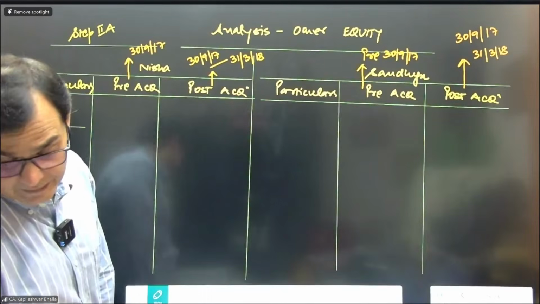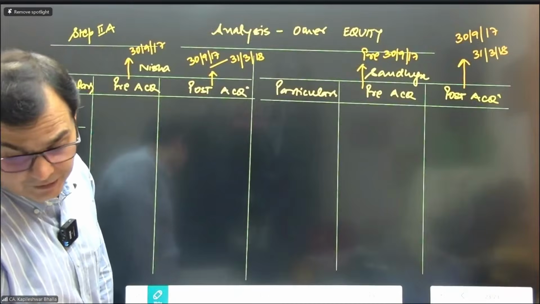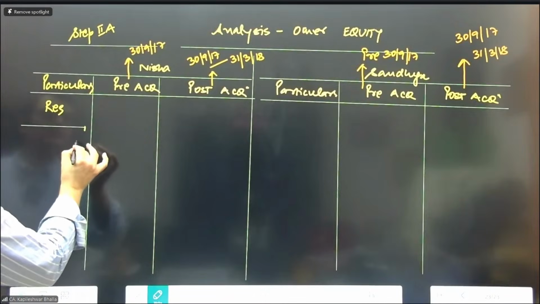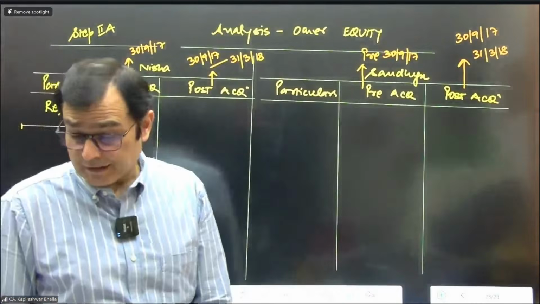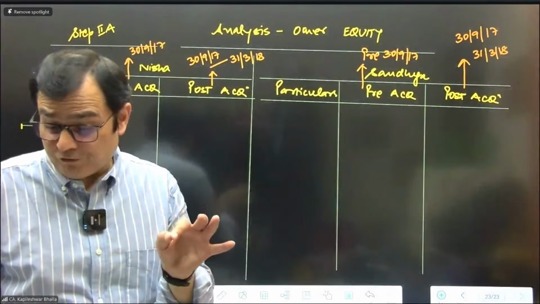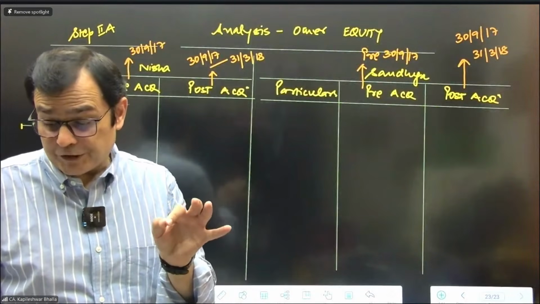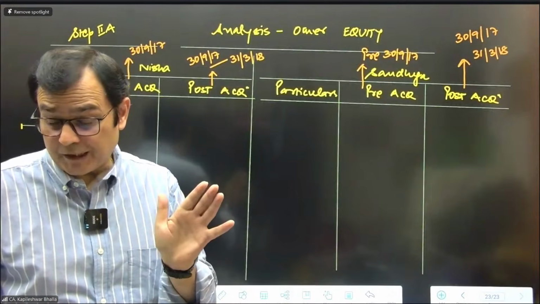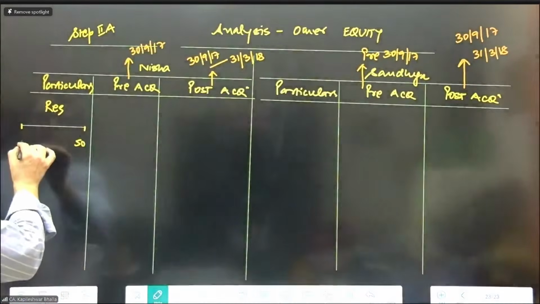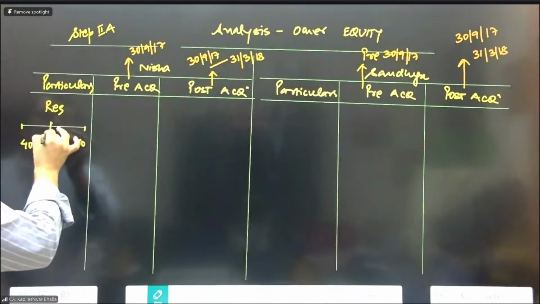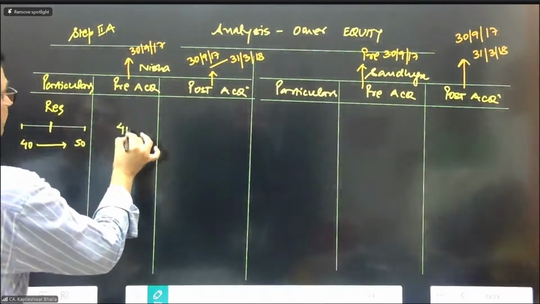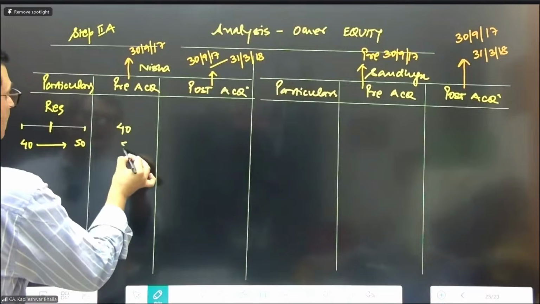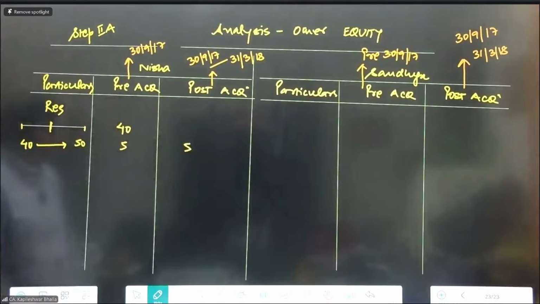So if you look at the balance sheet of Nisha, reserves on the balance sheet date is 50. And at the beginning of the year, it's given in point number 3, on 1st April, the balances at the beginning of the year, Nisha has got a reserve of 40. So my acquisition date is middle of the year. So we can say that 40 becomes pre, and the increase will be divided in the time ratio.